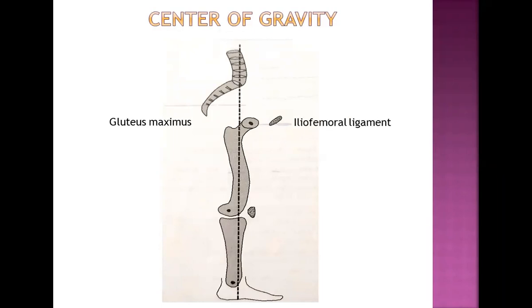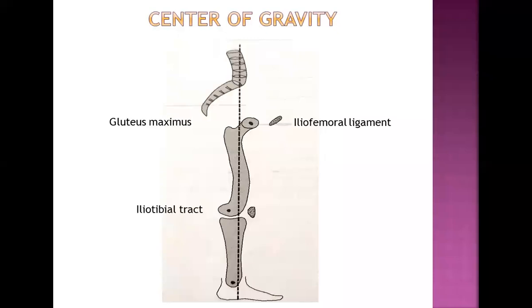So in order to prevent that displacement, or in order to help us stand erect, there are certain stabilizing factors in the body. Anteriorly, there's an important ligament for the hip joint called the iliofemoral ligament. This is the strongest ligament in the human body. So it helps to prevent the backward displacement of the trunk over the hip joint. Gluteus maximus muscle also helps to stabilize the trunk and hip joint.